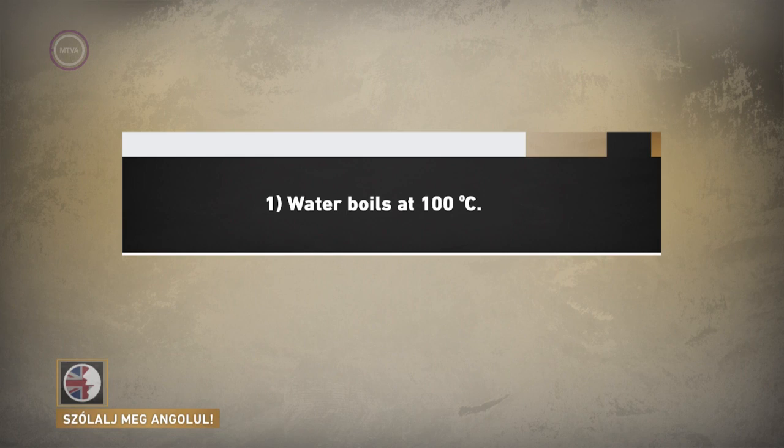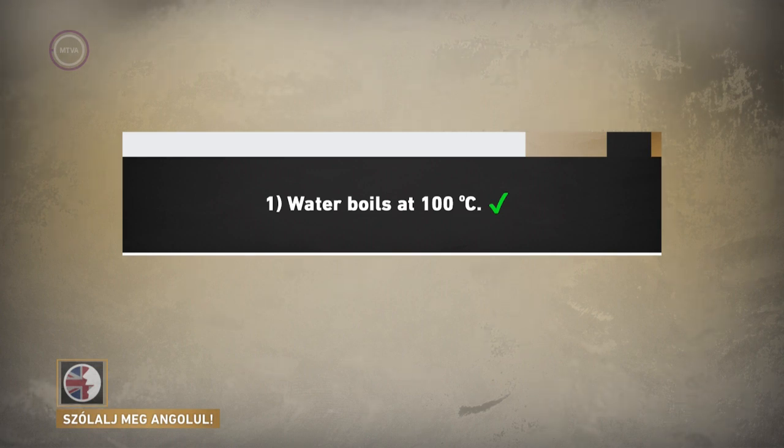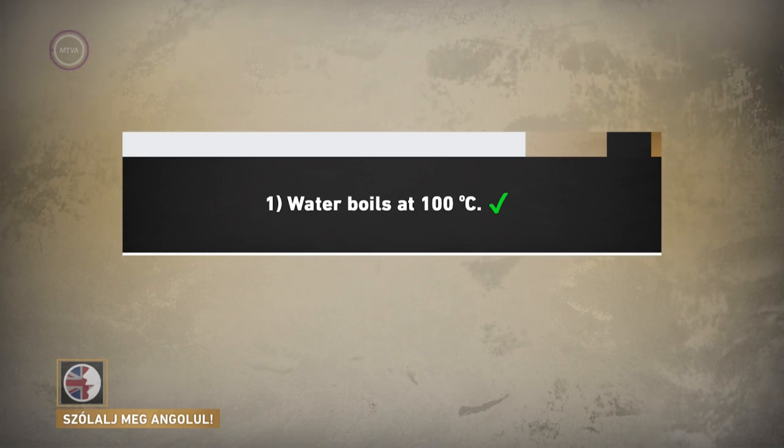Okay, so how did you get on? Was that difficult or easy? Well, let's check them together and see how you did. Okay, number one, water boils at 100 degrees Celsius. That's correct. It's perfect. We're making a statement of fact. We're telling someone something which is always true, and so we use the present simple.